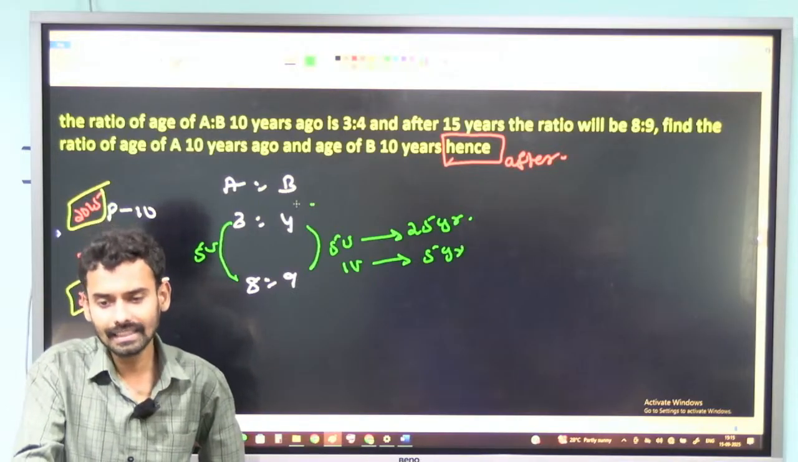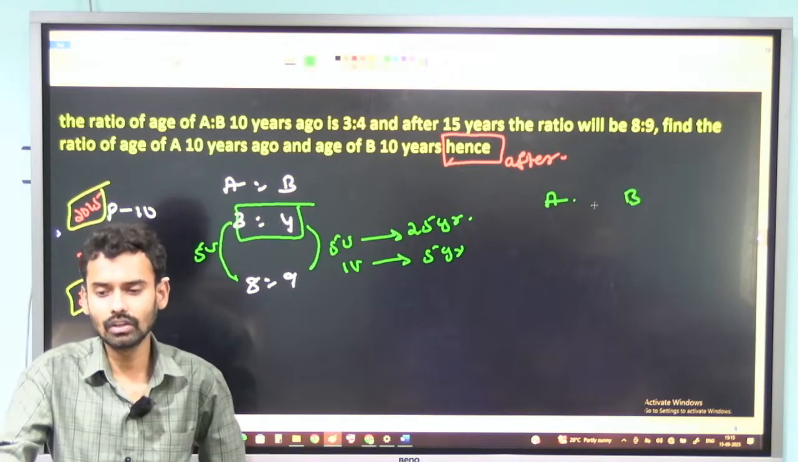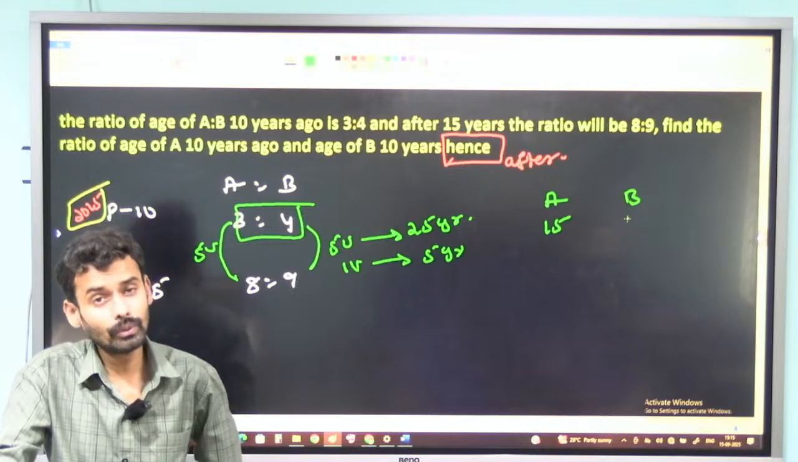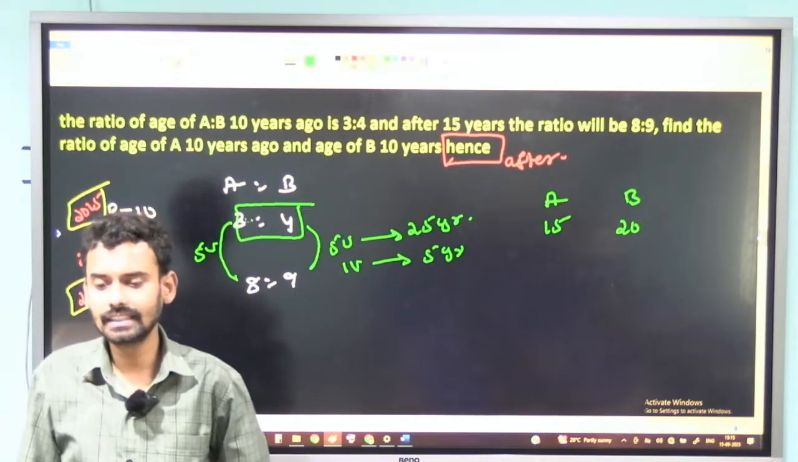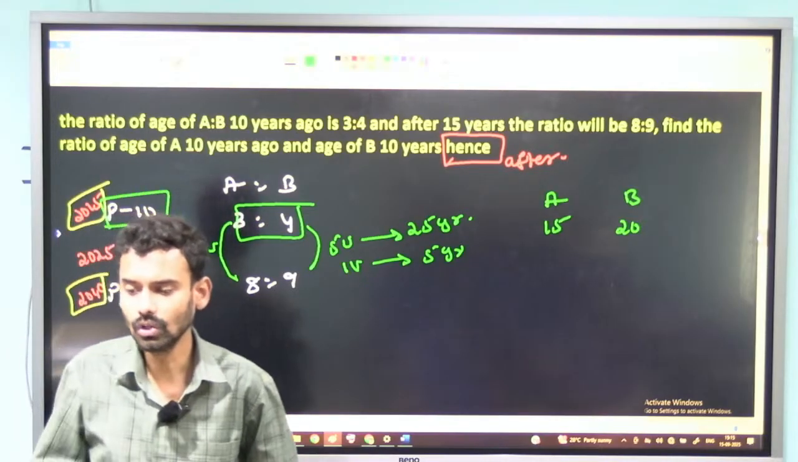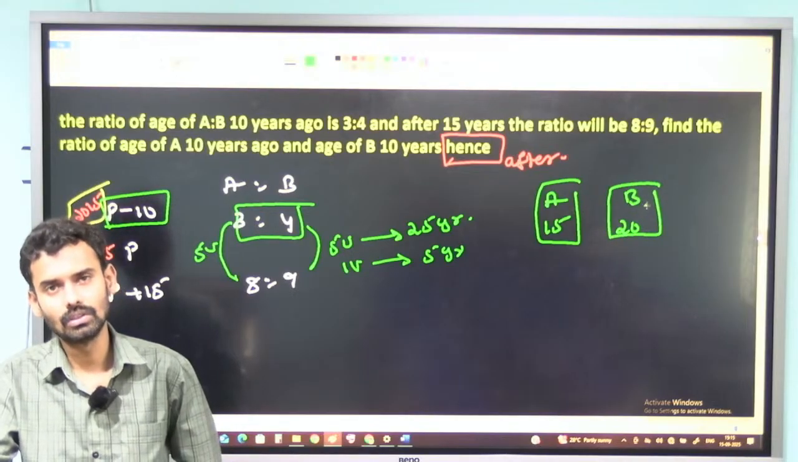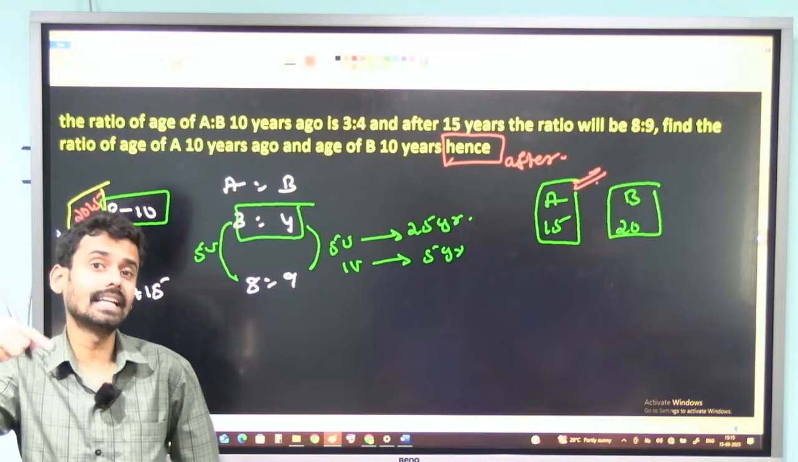Now I will apply that here, 3:4. A has 3 units of age, so 3 fives are 15, and B has 4 units of age, which is 20 years. But as we observe here, this 3:4 is the 10 years ago ratio. So this is A's age 10 years ago and this is B's age 10 years ago. But the question is asking for A's age 10 years ago and B's age 10 years later.